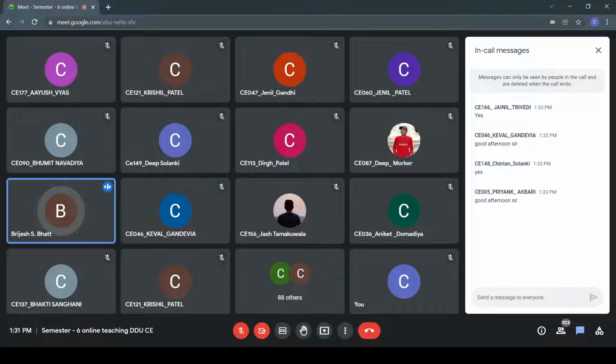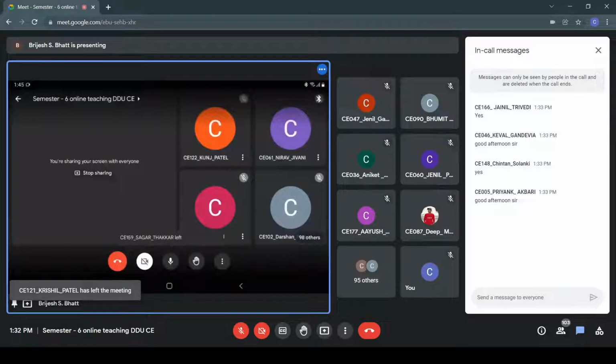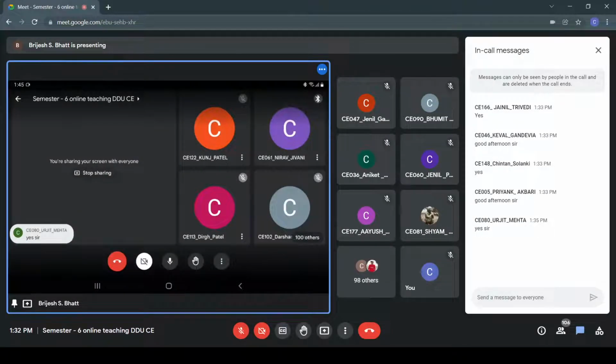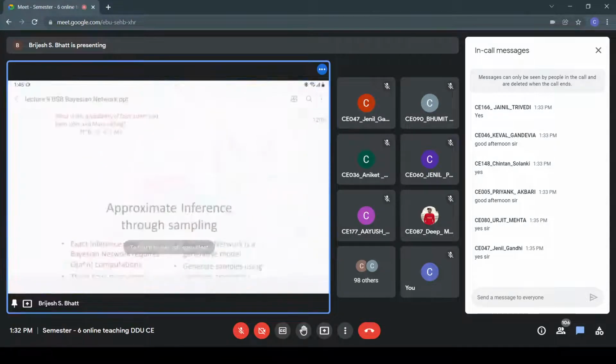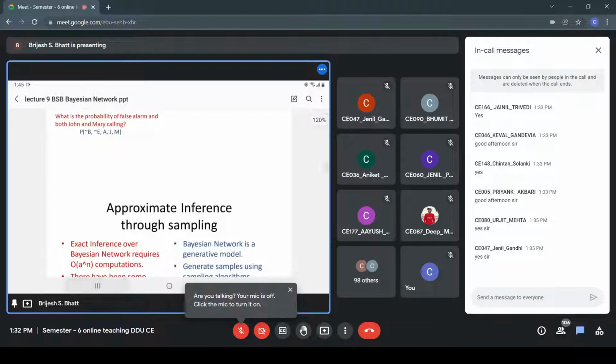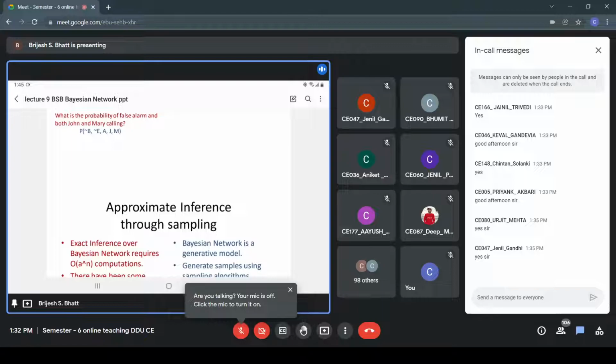Okay, then let me share my screen. Is the screen visible? Okay. And let me also open the note that we want to discuss today. So I will juggle between a couple of notes.